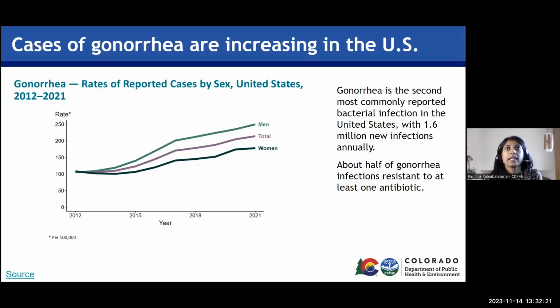Gonorrhea cases are increasing in the US. So I'm showing here the rates of men and women, and then the total rates. It is the second most commonly reported bacterial infection in the United States, with 1.6 million new infections annually. And about half of those gonorrhea infections are resistant to at least one antibiotic.